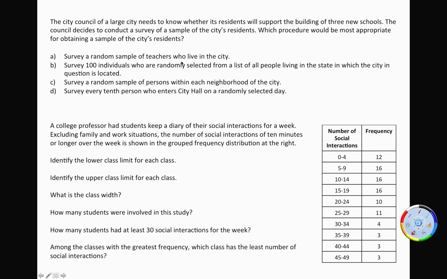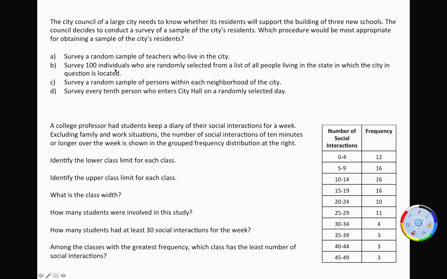Let's just debunk them or give them credit as we go along. Do you think that would be an appropriate sample, a random sample of teachers? No, of course not. Even though it's a random sample, if you only sample teachers, that's not representative of what the entire city may feel. Of course, teachers probably want a new school, job security, right?